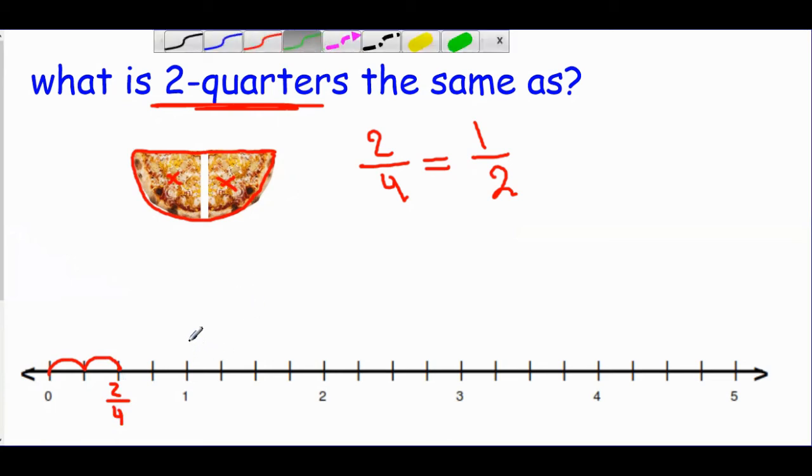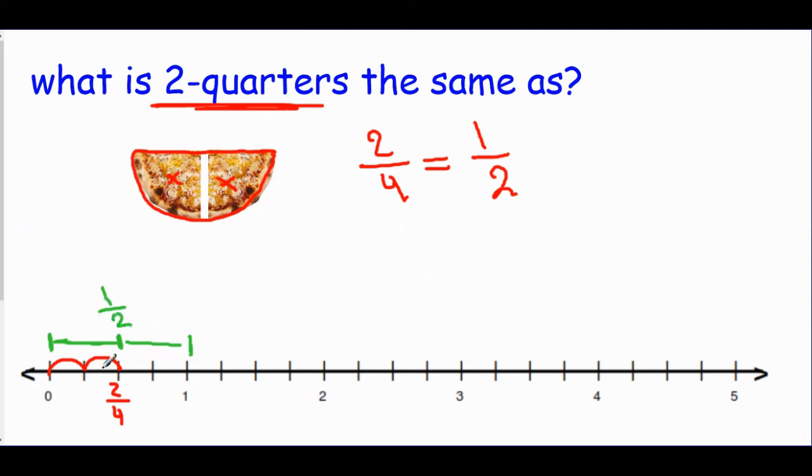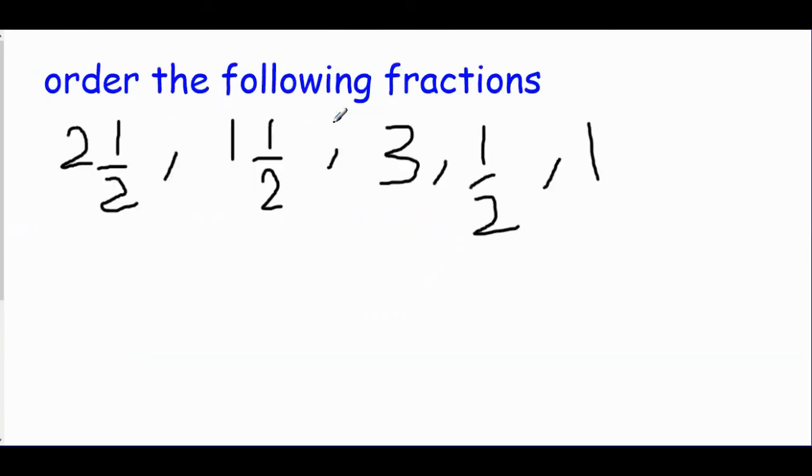Look carefully. This is the distance between 0 and 1. Here is the halfway between 0 and 1. So 2 quarters is the same as halfway between 0 and 1. And halfway means 1 half. So 2 quarters is the same as 1 half.